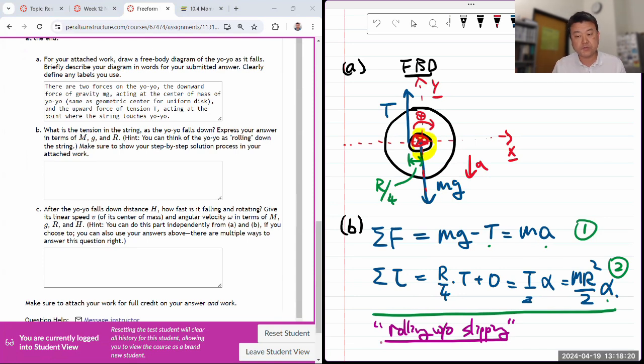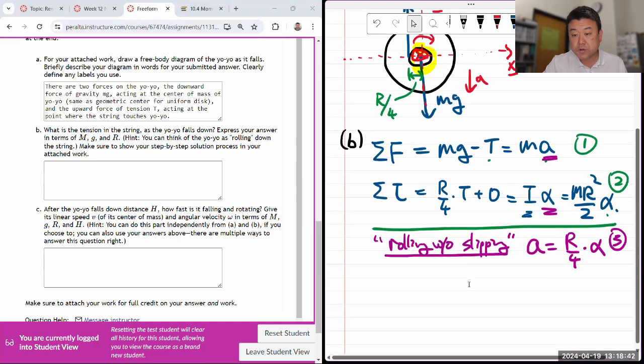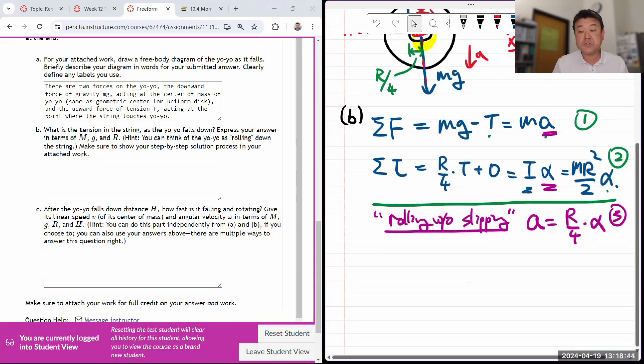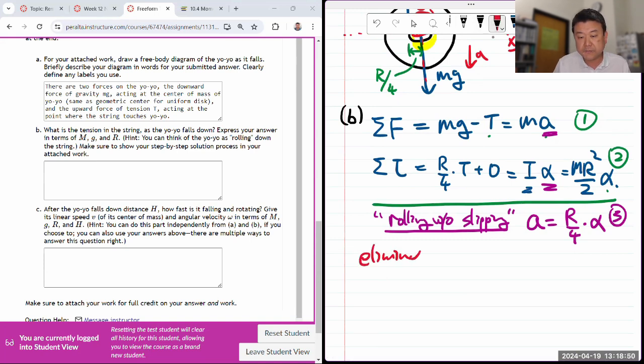So all of that to say, I can relate this angular acceleration to this acceleration. Acceleration is going to be that radius of that circle, r over 4, times the angular acceleration. That's my equation 3. So now I have three equations, three unknowns. I should be able to solve it. Since in this question my interest is in the tension, let me do this. I'm going to systematically eliminate alpha and a. That'll hopefully end up with one equation in terms of tension, and I can solve for it.